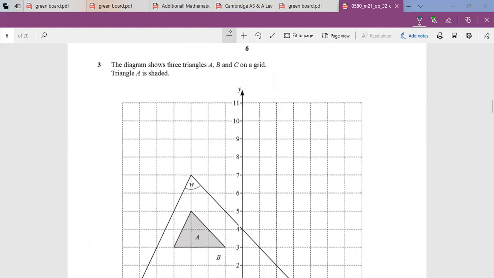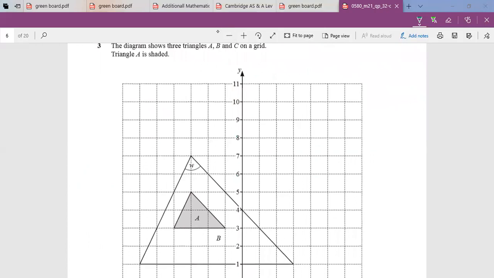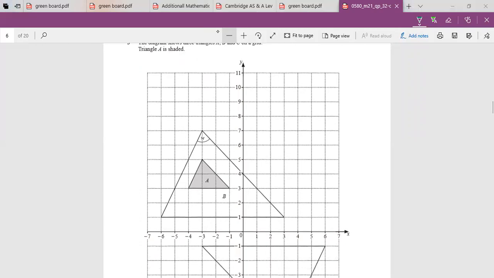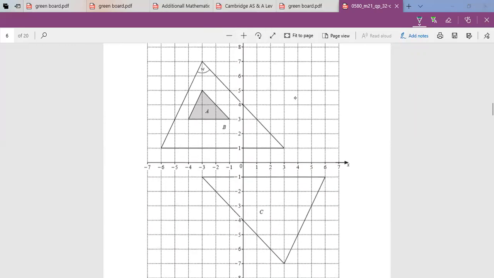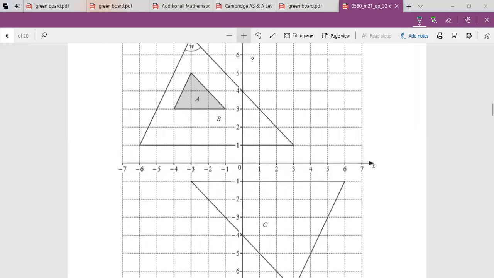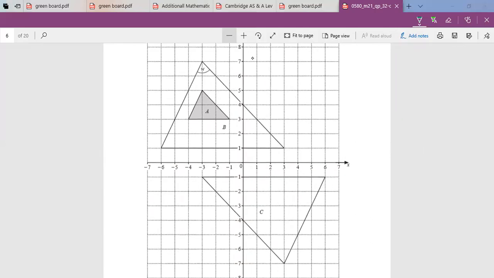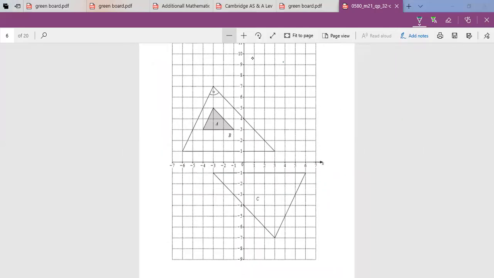Okay, number 3. The diagram shows 3 triangles, A, B, and C, on a grid. Triangle A is shaded. I think we're able to see that.